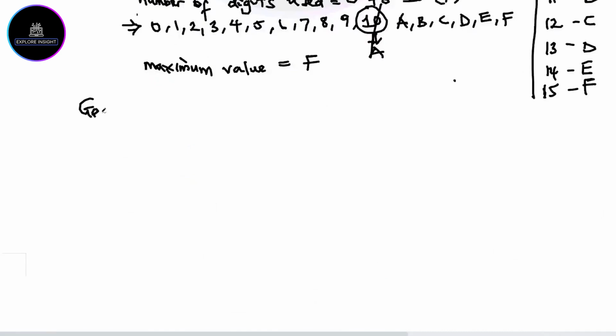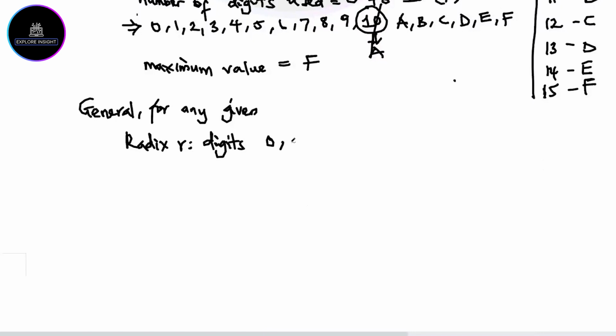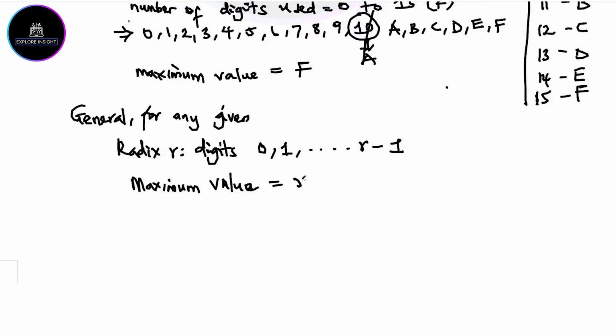So let me put it here that in general, for any given radix R, we are going to have our digits as 0, 1, up to R minus 1. And we can always consider the maximum value to be R minus 1. So take note of that.